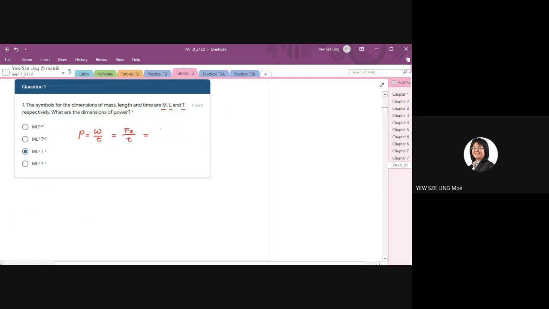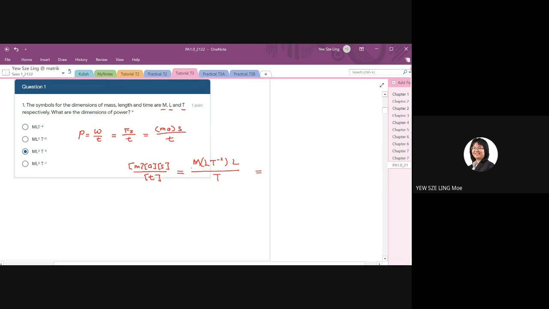Okay, so for F, we have MA. So MAS over T. Now, I think this is simple enough for us to derive the dimensions. So let's see the dimensions for M, A, S, and also T. M is mass, the dimension is M. Acceleration, the dimension is LT negative 2. So this is the dimension for A. And the dimension for S, S is a length, therefore it is L. Divided by time, so we have a T here.